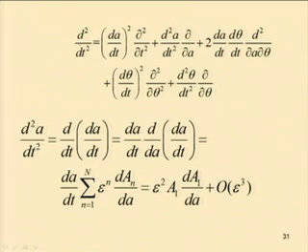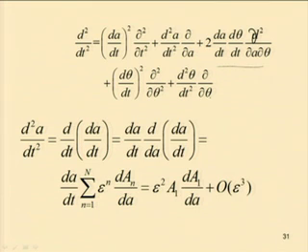Now one can write d square by dt square, which can be written as d by dt of d by dt, and by expanding that one can write this will be equal to dA by dt whole square into del square by del a square, plus d square A by dt square into del by del a, plus 2 into dA by dt into d theta by dt into del square by del a del theta, plus d theta by dt whole square into del square by del theta square, plus d square theta by dt square into del by del theta.